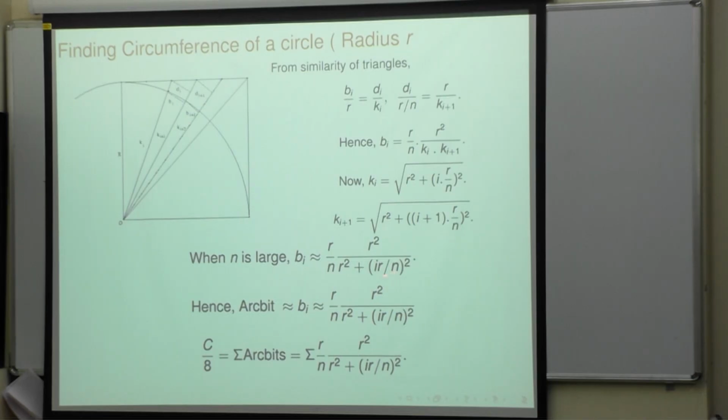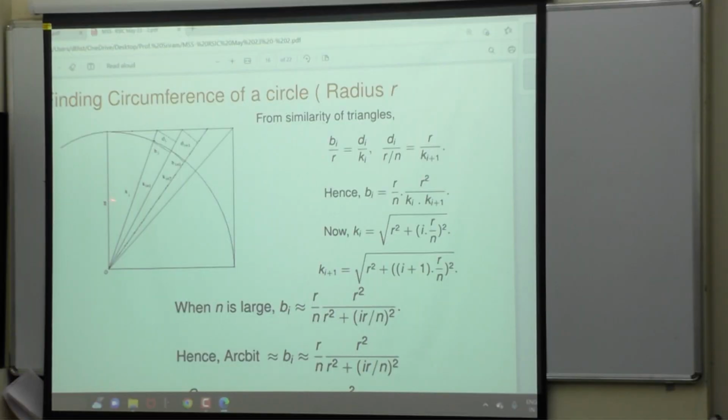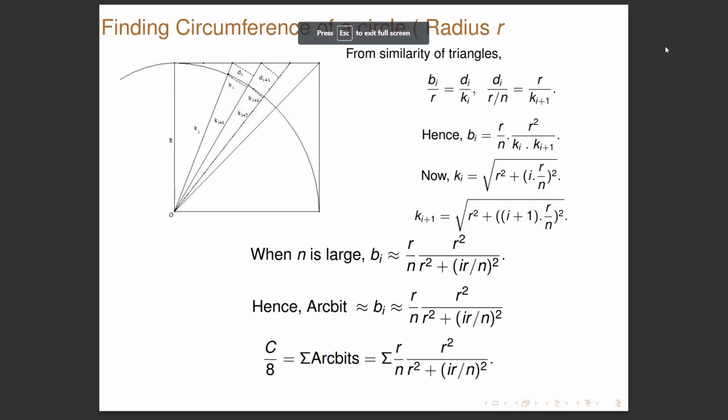Basically, when n is large, this side of the triangle is the perpendicular side of the right angle triangle, and this is essentially the arc bit, because when n is large, they are very small. This radius you can take to be small r. r by n is the number of divisions here, so arc bit is this. This is 1/8 of the circumference; the quarter is 1/4, so half of that is 1/8. It is the sum of all the arc bits, and the arc bits are taken to be this, so you get this.